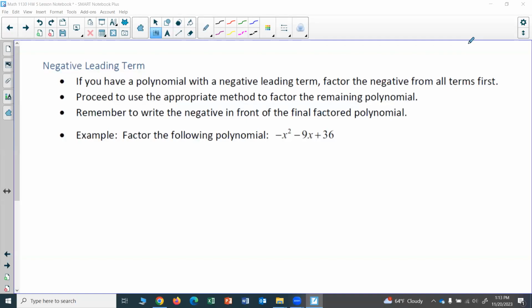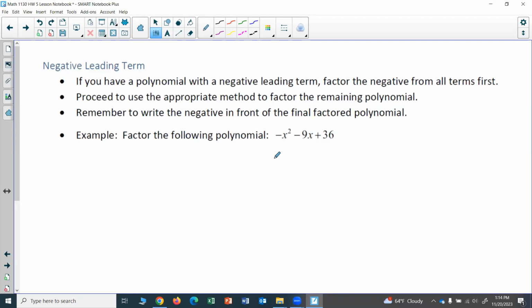This video addresses what to do when you're factoring and you have a negative leading term. If you have a polynomial with a negative leading term, factor the negative from all terms first. Then you just use the appropriate method to factor the remaining polynomial. When you write your final answer, you have to remember to write the negative in front of the final factored polynomial. Here's an example. We have negative x squared minus 9x plus 36.